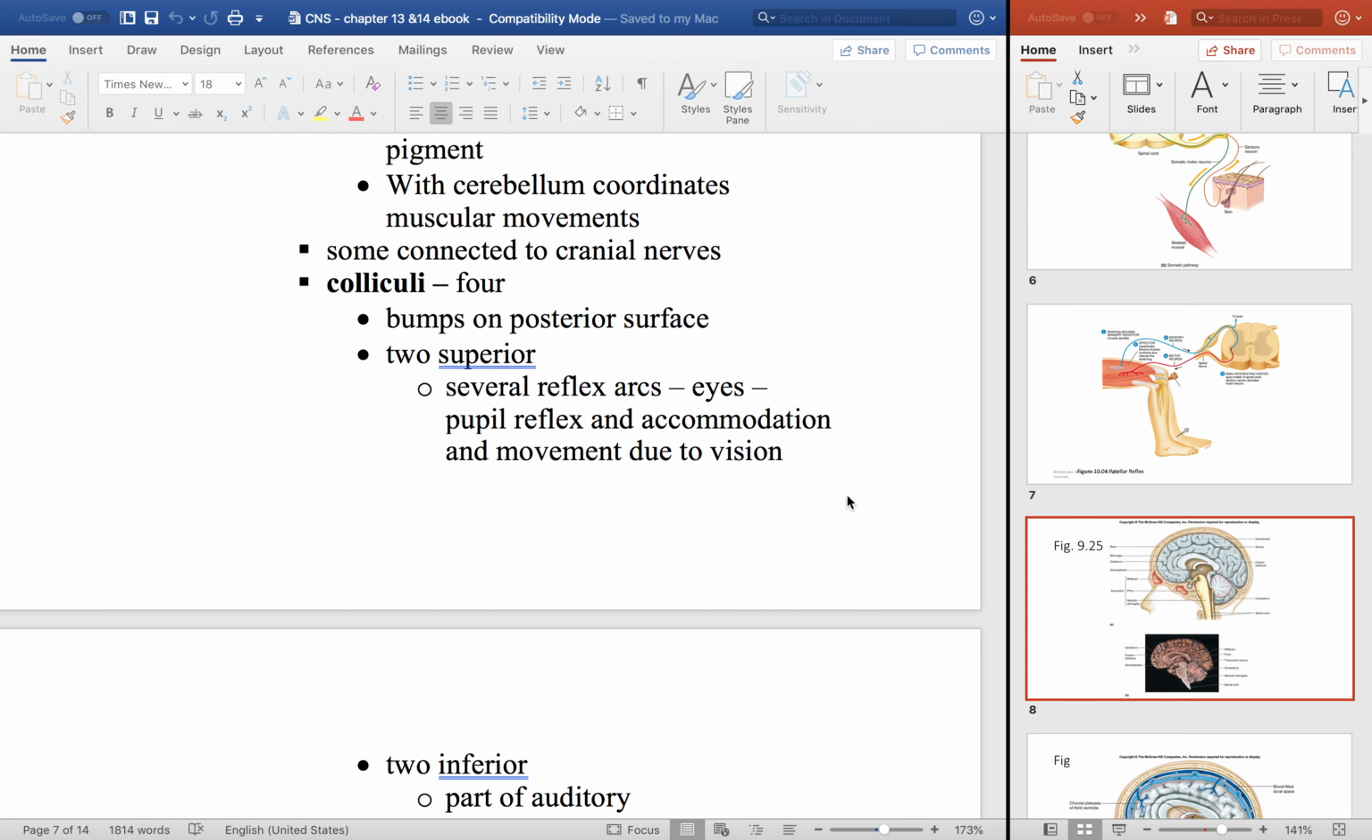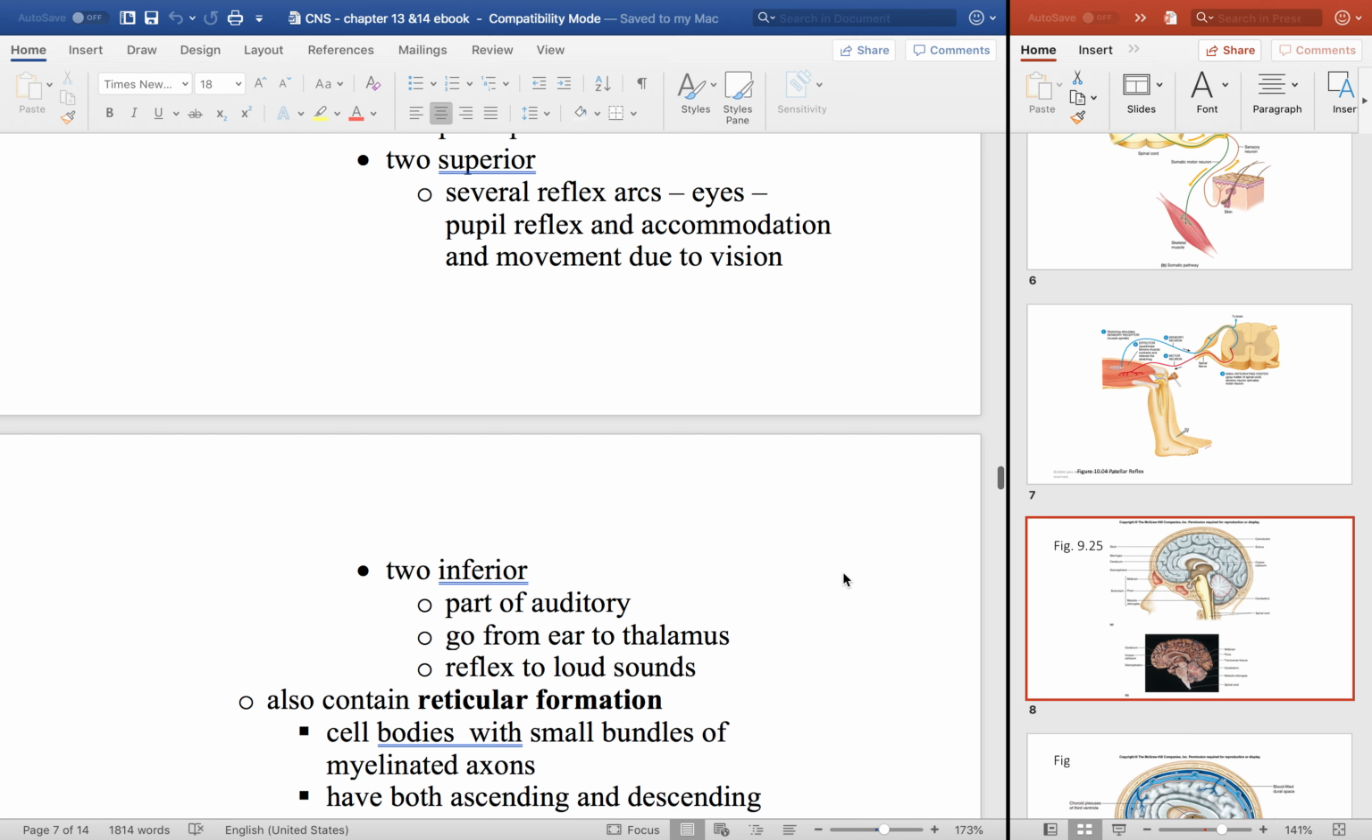So I always think the two superior are working the eyes. They make our pupils dilate and constrict. That's the pupillary reflex. And they also make accommodation happen. Think of accommodation as moving the eyes so that you see one image.